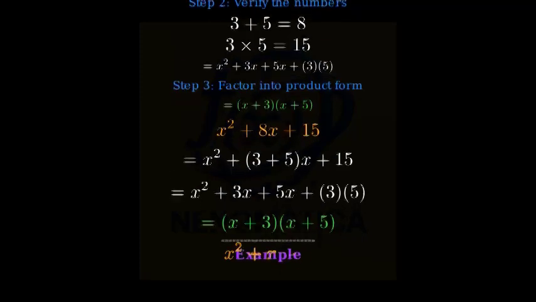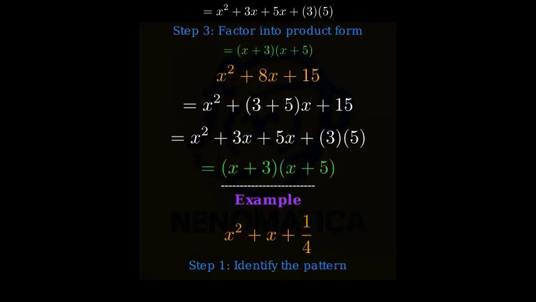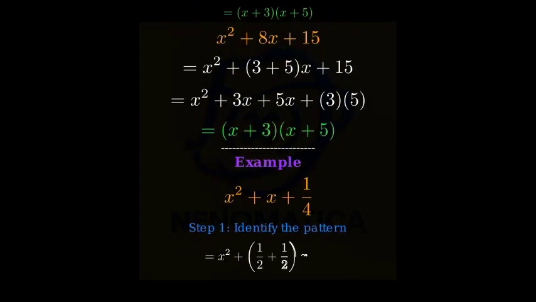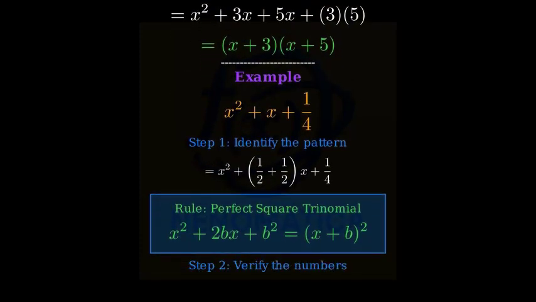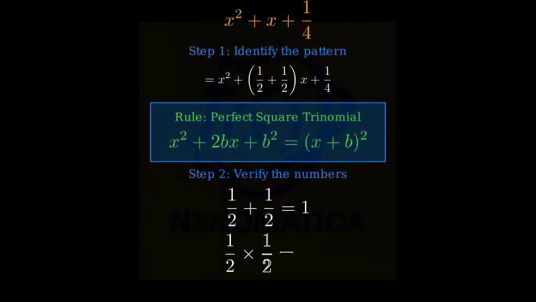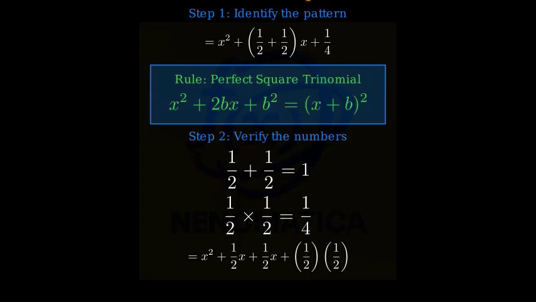In our final example, we'll factorize the expression x squared plus x plus 1/4. This is a special case where we have a perfect square trinomial. Let's identify the pattern. Looking at this expression, we need to find two numbers that add up to 1 and multiply to give 1/4. Let's rewrite the middle term as 1/2 plus 1/2. Let's verify that 1/2 and 1/2 work. 1/2 plus 1/2 equals 1, and 1/2 times 1/2 equals 1/4. So we can rewrite our expression as x squared plus 1/2 x plus 1/2 x plus 1/4.